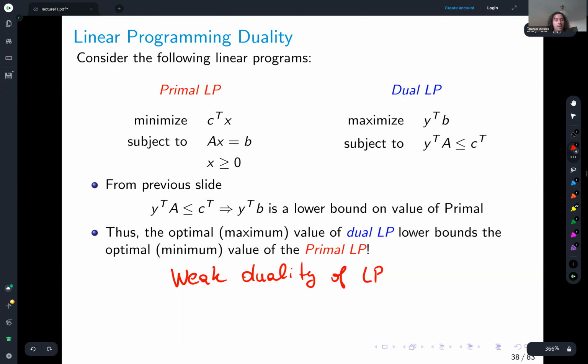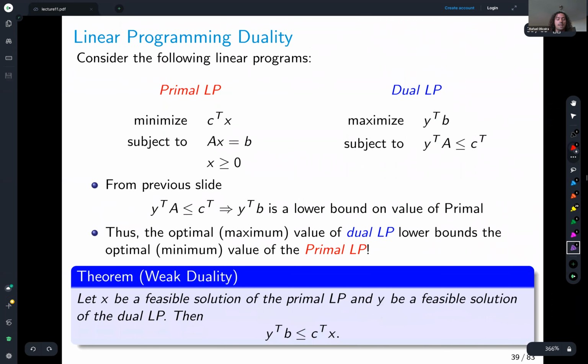Okay, so we just proved already the weak duality for linear programming. And what does the weak duality say? That if X is a feasible solution of the primal and Y is a feasible solution of the dual, then we must have that Y transpose B is less than or equal to C transpose X. Okay, and why is this important?